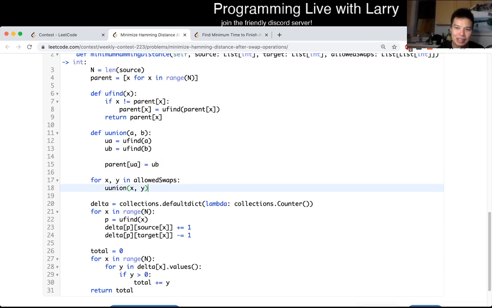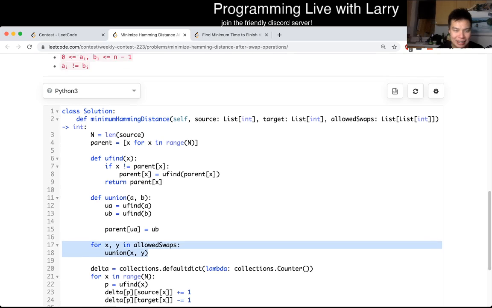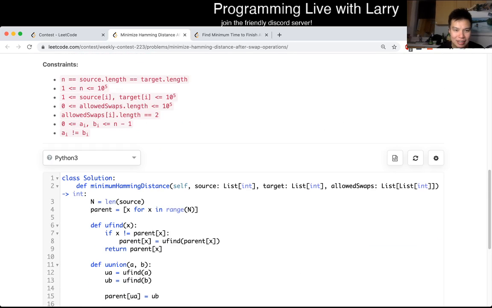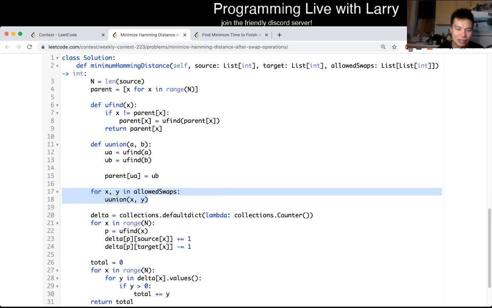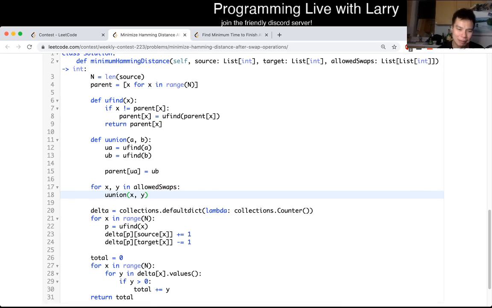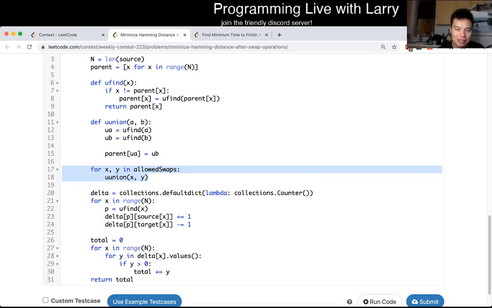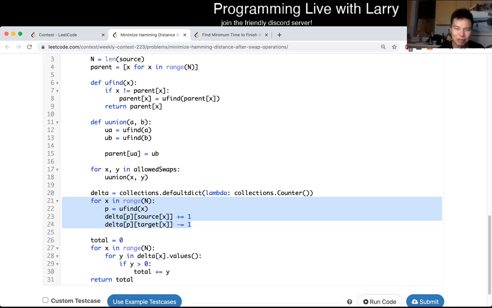So that means that for each allowed swap, let me just make sure about the constraints. So n is not equal to, let's just call m the number of allowed swaps. So this is going to take O of m times, or n log star of m or something like that. But yeah, this is going to be O of m because each union operation takes roughly O of 1. These are just all O of 1 operations. So this is going to be linear, O of n.